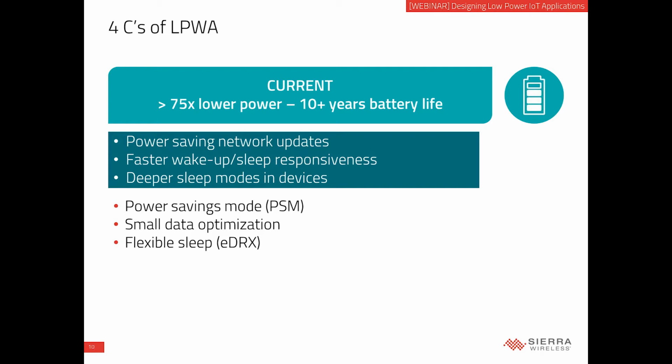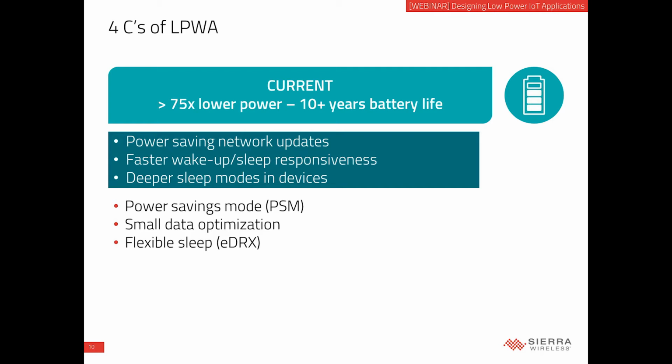And the way to do that is by using power saving network updates. There are strategies where the device can wake up faster and then go faster into sleep. And in the silicon design, the current in sleep mode is much lower. The names of these techniques are power saving mode, PSM, which is essentially the hibernation mode of your laptop exposed to IoT devices, eDRX, extended discontinuous reception, and something called small data optimization. But using all of these techniques, the bottom line is, again, you can last for more than 10 years on cellular devices, which is unprecedented.